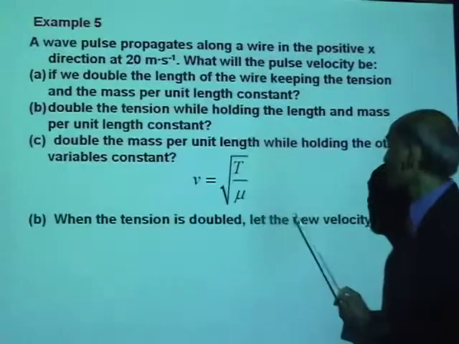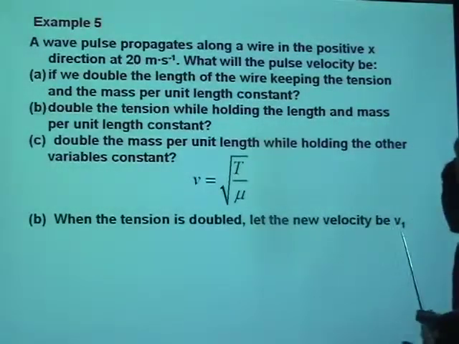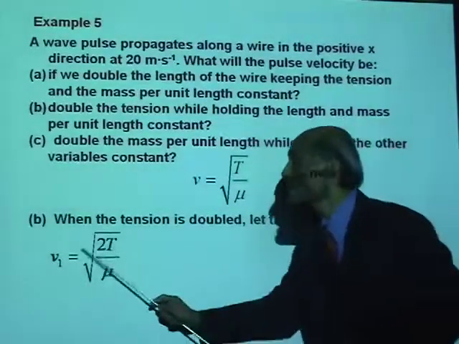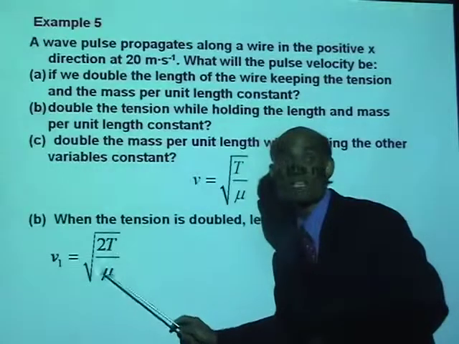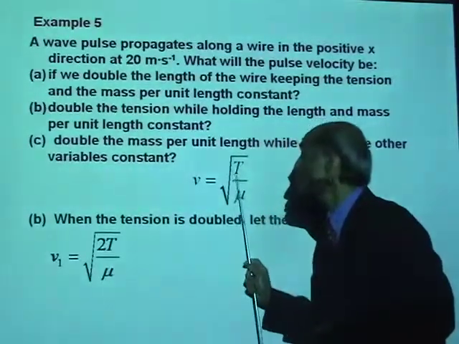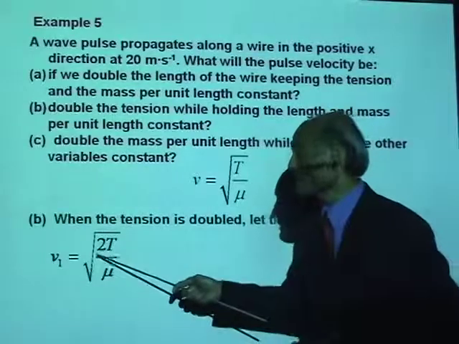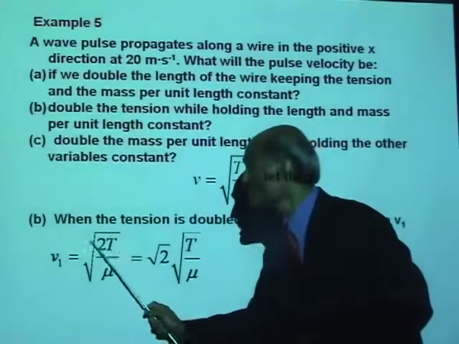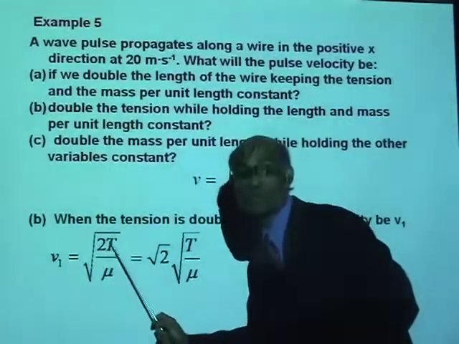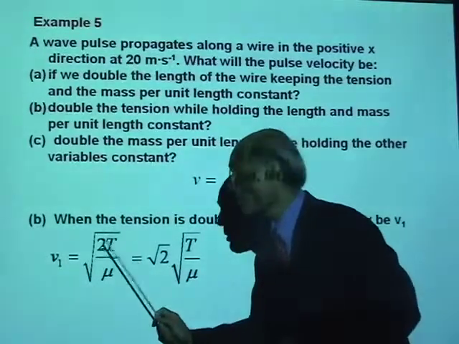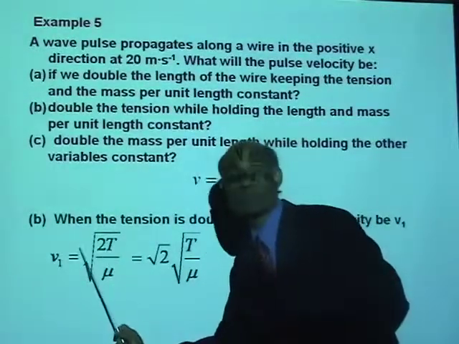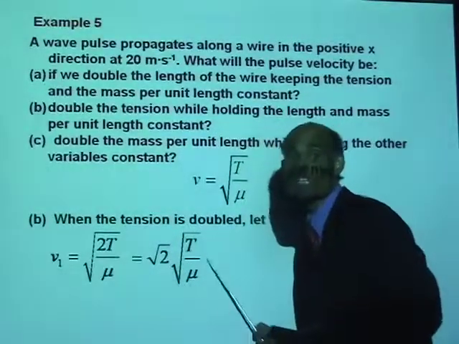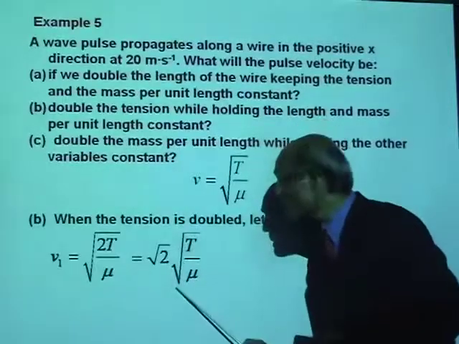When the tension is doubled, let the new velocity be called V1. Then what will V1 be equal to? V1 then equal to square root of 2T divided by mu, because the tension is doubled. Alright, if you know a little algebra, the numerator can be written as square root 2 times square root T. Or simply square root 2 can be separated. It becomes square root 2 times square root of T over mu. And what is this equal to?